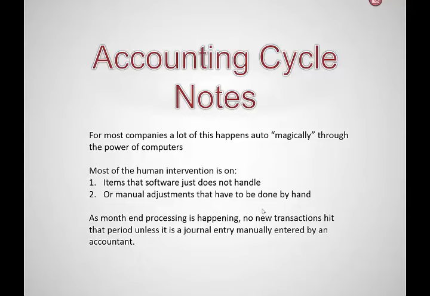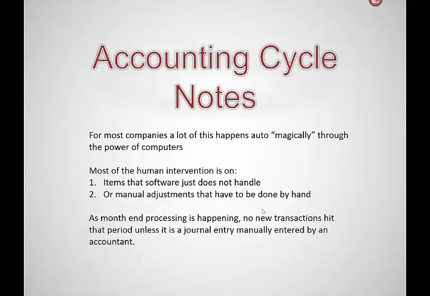So in an accounting cycle, for most companies, a lot of the transactions that happen are automagically done through the power of computers. And computers today allow companies like Starbucks and Georgia Pacific and these really big companies to be able to get as big as they are, because without these computers running a lot of transactions through them, companies like those would have to hire lots and lots of accountants. But at least, they don't necessarily have to do that.